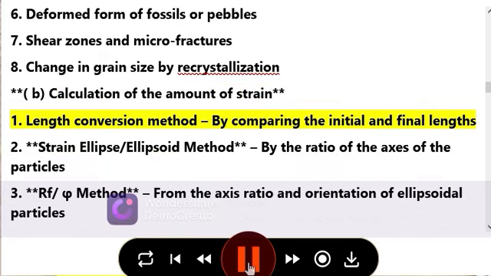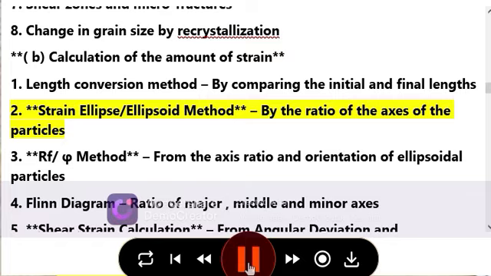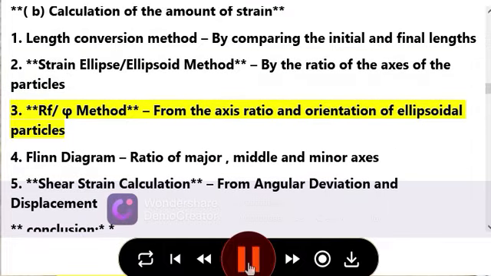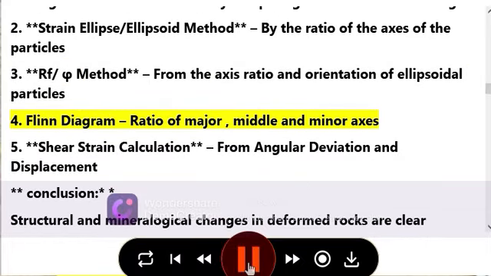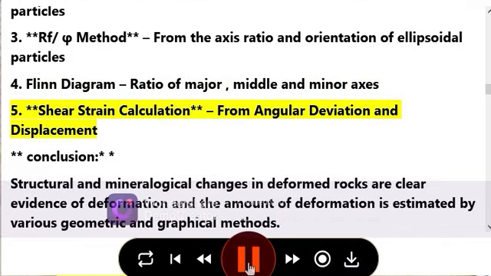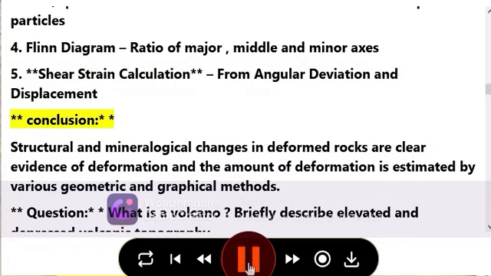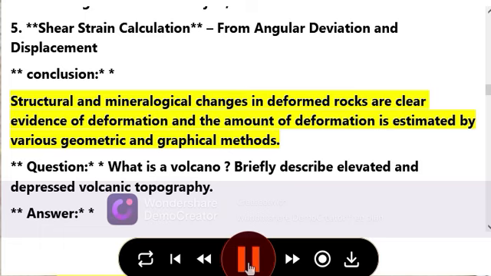B. Calculation of the amount of strain. 1. Length conversion method by comparing the initial and final lengths. 2. Strain ellipsoid method by the ratio of the axis of the particles. 3. RF method from the axis ratio and orientation of ellipsoidal particles. 4. Flinn diagram, ratio of major, middle and minor axes. 5. Shear strain calculation from angular deviation and displacement.